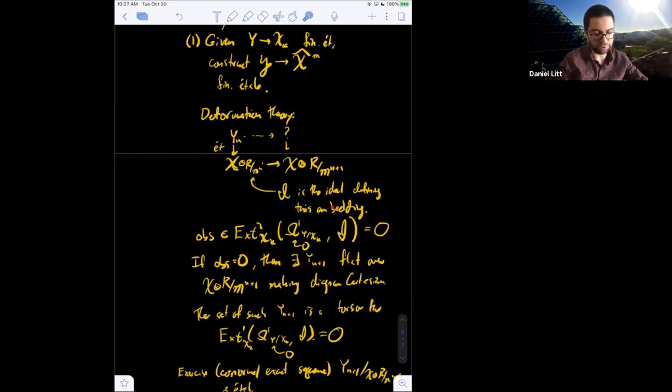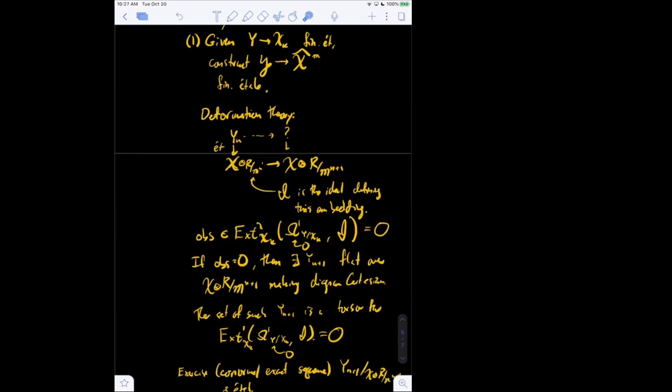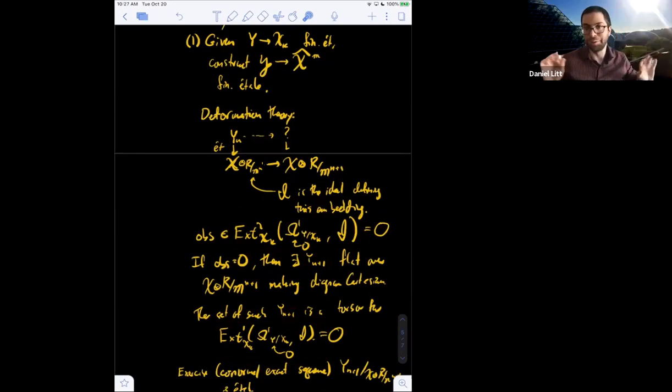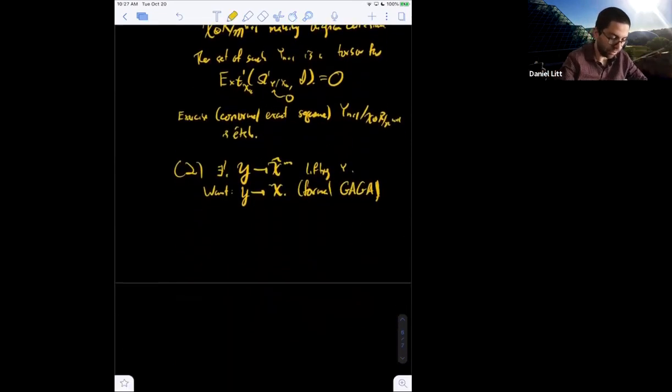And now, given that obstruction being 0, you have to figure out how many ways there are to glue. The gluing data will be acted on by check cocycles for this group. All right. Sorry, that was my very, very brief summary of all of deformation theory, basically. Great. So I claim we've proven this theorem.